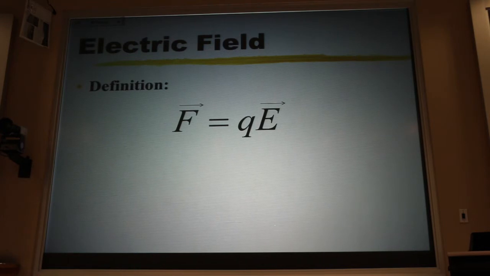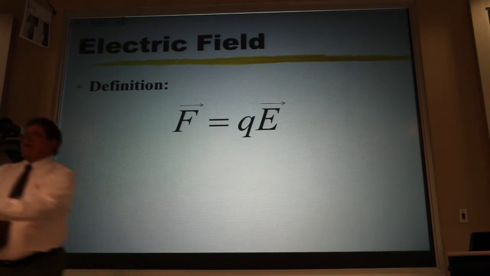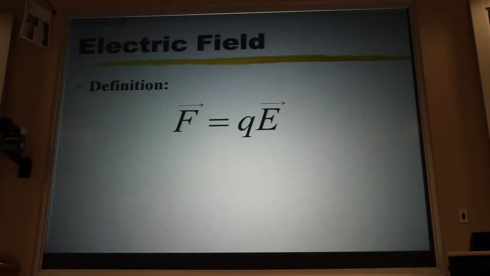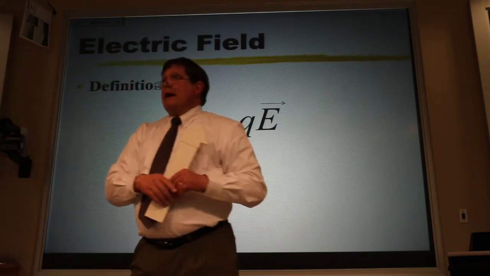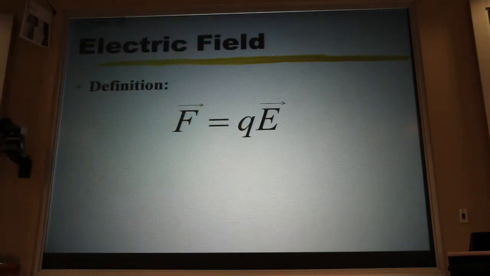Over here it could be pointing this way. Over here it could be pointing that way. Over here it could be strong. Over there it could be weak. And every point in this room would have a different arrow. Now let's see if we understand what those arrows mean.